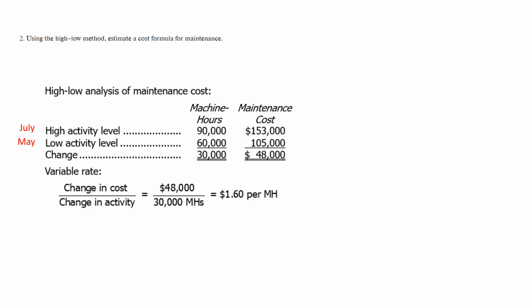So the second required for this question is using the high-low method, estimate a cost formula for maintenance. If you'll remember about the high-low method, all we need is two different points, one higher than the other, to figure out our variable cost per unit. So that's the first part of our formula. Before I get ahead of myself, remember our cost formula is our cost equals our A, which is our fixed cost, plus our B, which is our variable cost per unit, times the number of units we have. So we want to focus first on the high-low analysis in order to find this part of the equation. We want our variable cost per unit.